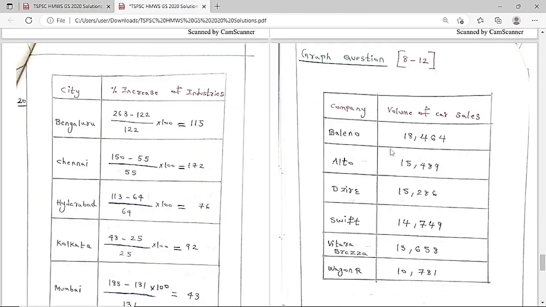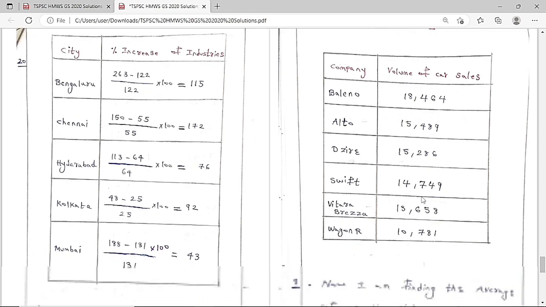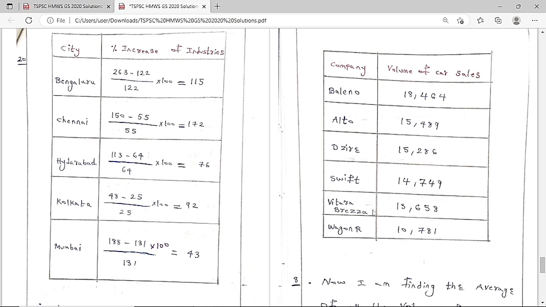This is the solution here. You can see clearly I have written the different car companies and their volumes of car sales in the December month in the year 2019. Baleno is 18,464, Alto is 15,489, Desire is 15,286, Swift is 14,749, Vitara Brezza is 13,658, and Wagon R is 10,781.